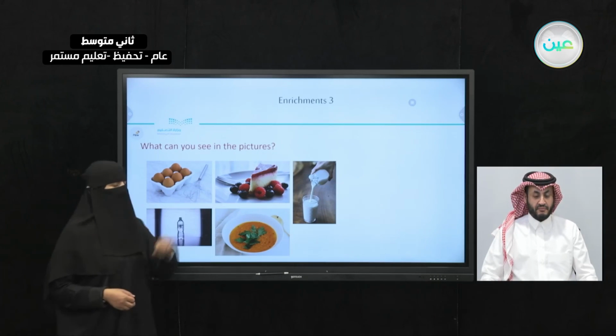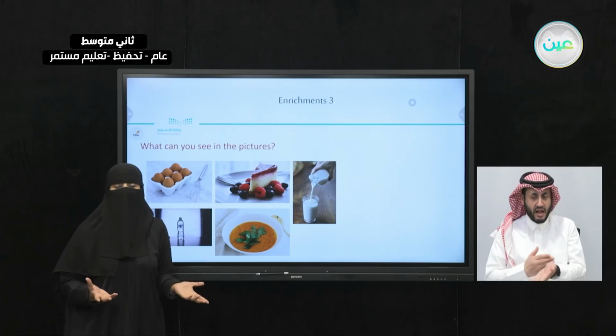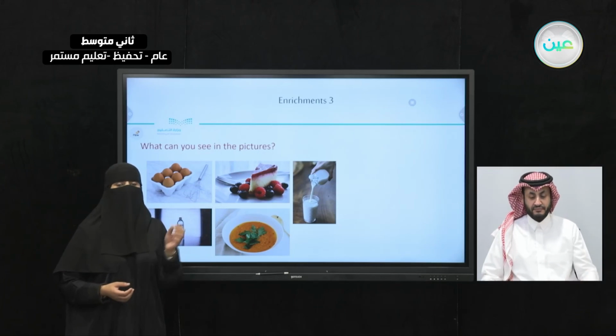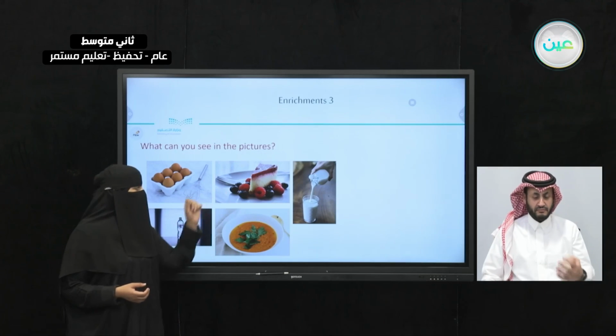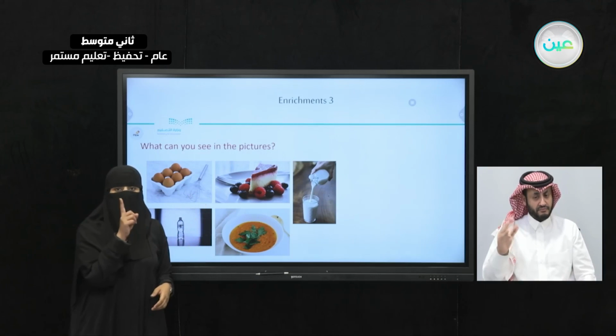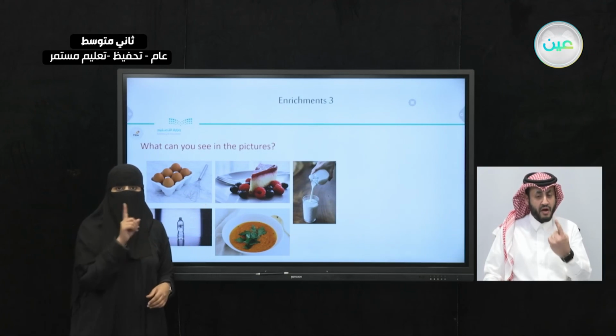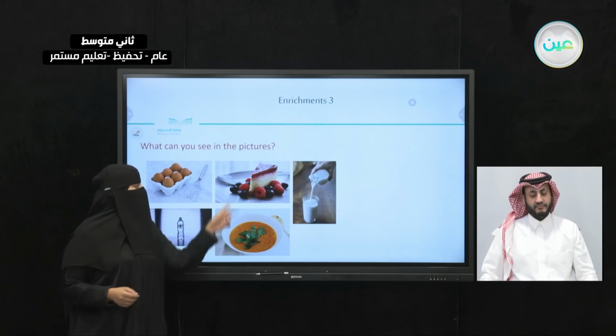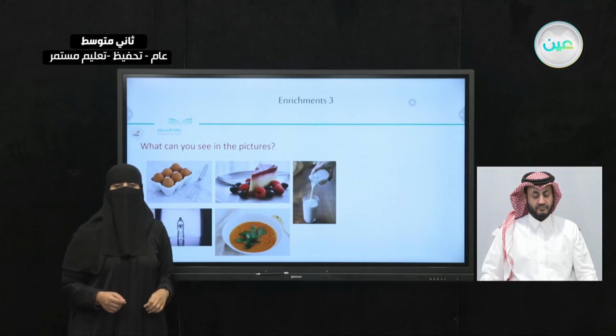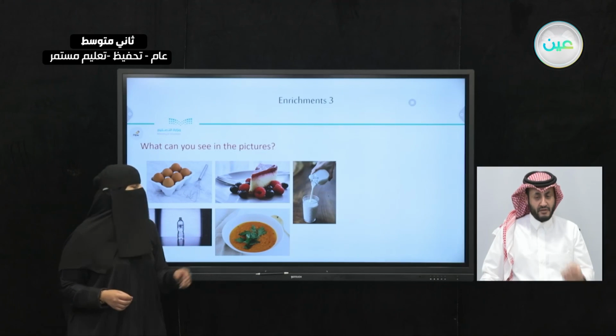Now, how about the cheesecake? What can you see? So we are talking about the quantity of the cheesecake. I can say, I can see a piece of cheesecake. It is only one piece, right? I can see a piece of cheesecake. This is the quantity of it.